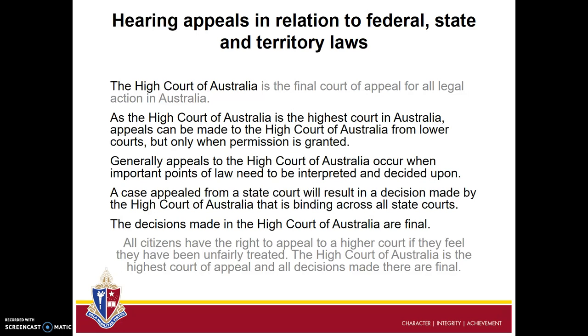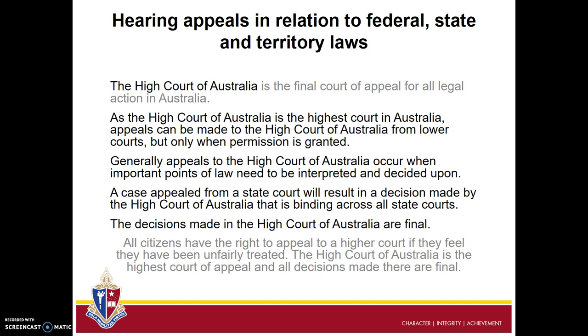A case appealed from a state court will result in a decision made by the High Court of Australia that is binding across all state courts. Remember, we've talked about precedent. When the High Court sets down precedent, every other court in the land has to follow it because it's binding, because the High Court is the highest court in the country. So the rest of them fall within that hierarchy and would fall underneath that decision.